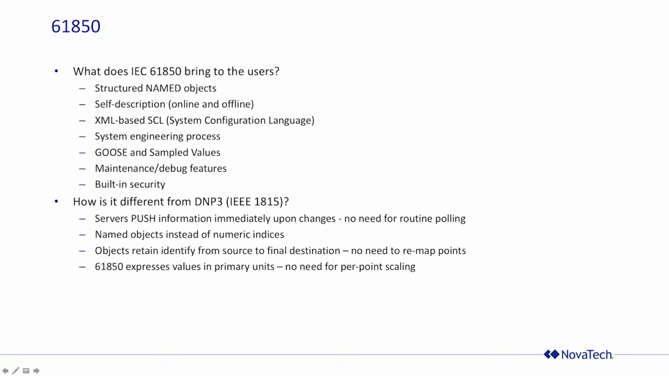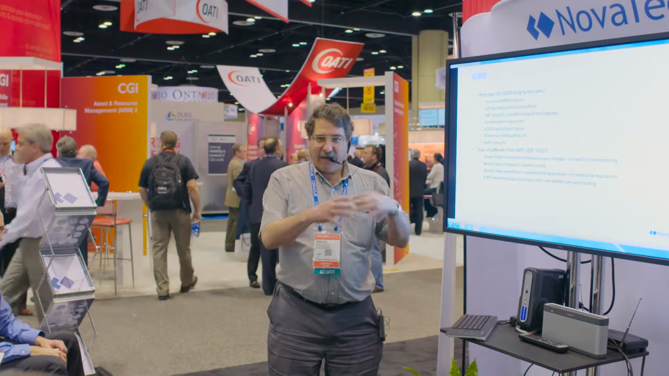Also, 61850 offers the ability to have the named objects travel all the way from the source of information to their final destination. There is no intermediate translation as you have in DNP. I'll give you an example. If you've got two DNP devices, they typically get put into a data concentrator, and in the data concentrator you remap the points into something else.